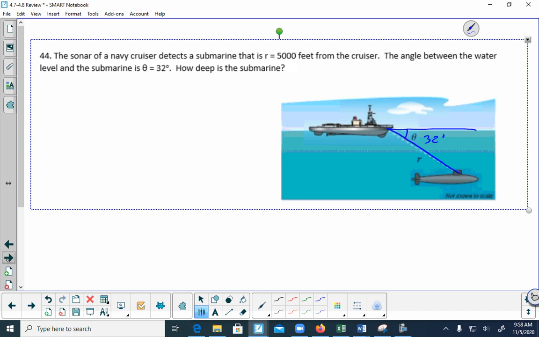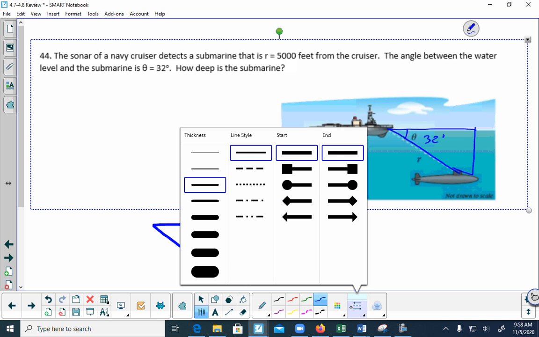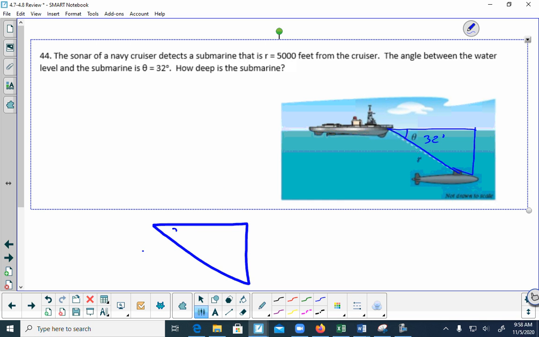So, well, I can just draw this triangle right here. So my triangle will look like this. So this was 32 degrees. This R we said was 5,000, and I'm looking for how deep my submarine is.